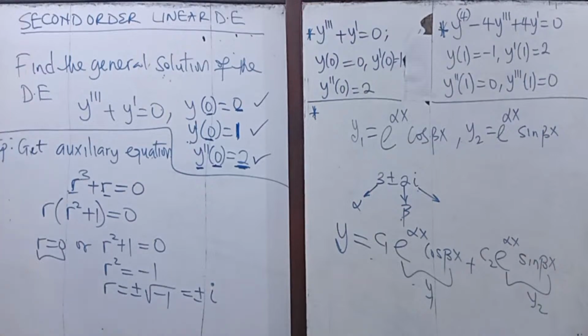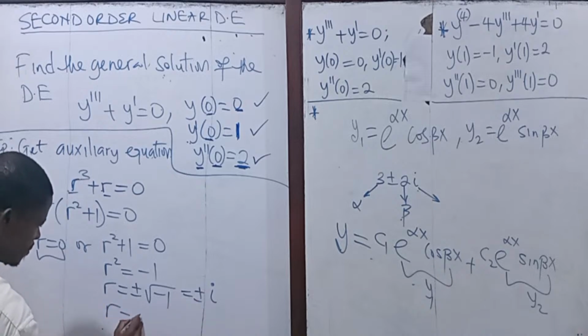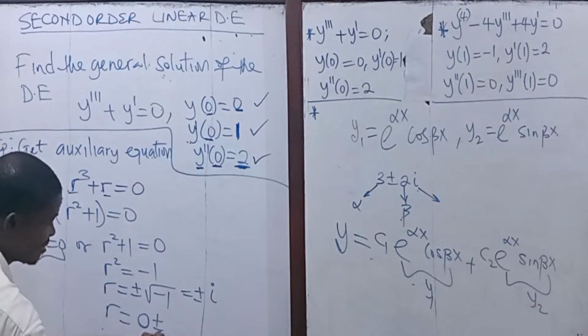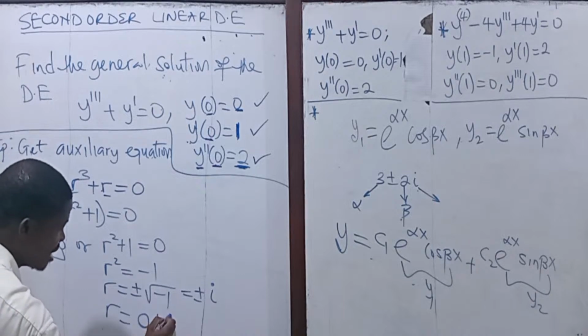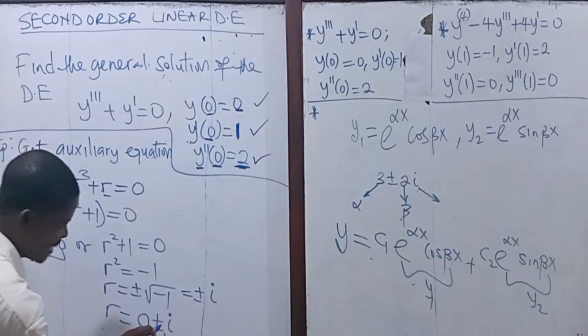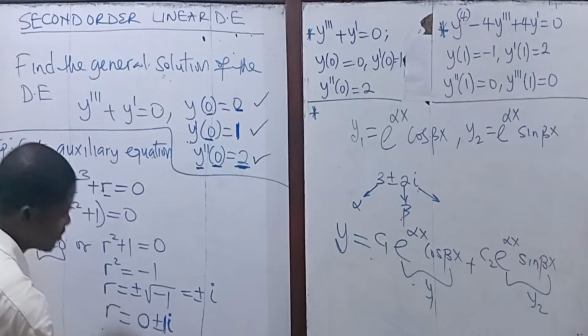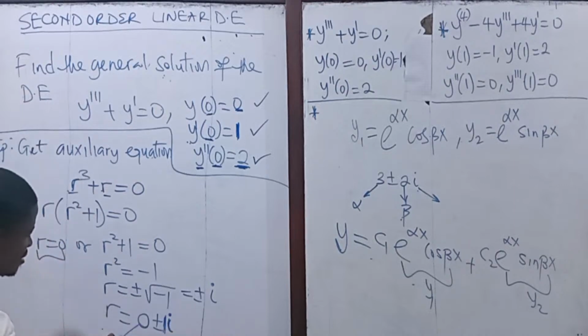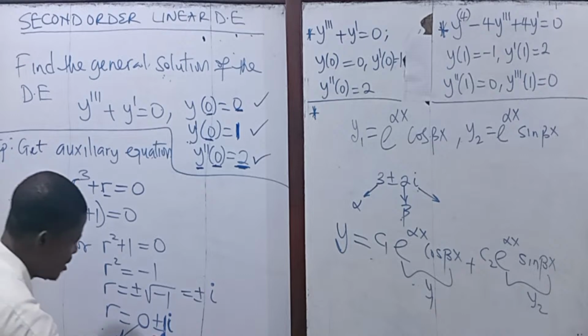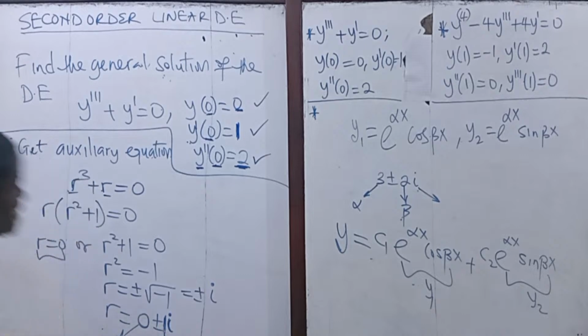So this equation implies the real part is 0. We only have the imaginary parts. And in this case, the beta here is 1. The coefficient of i is 1. So this is alpha, and this one is your beta. That's your beta.